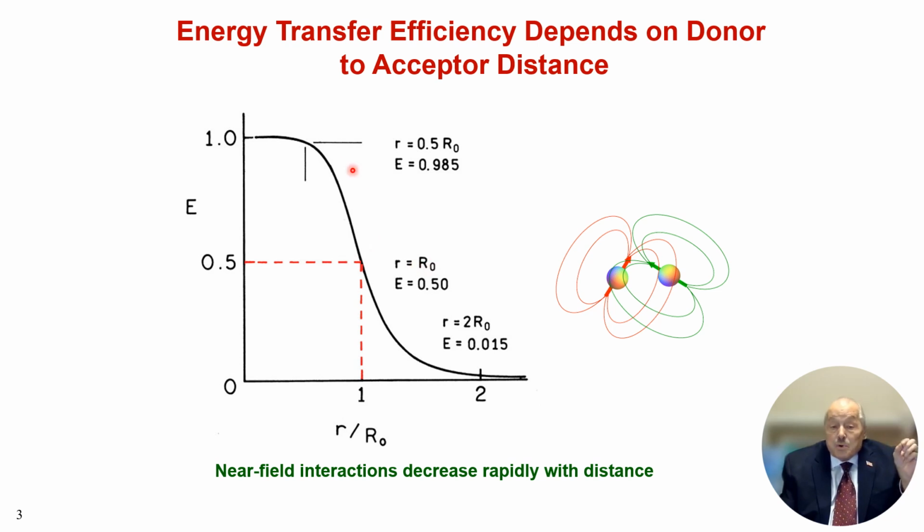If you get a little bit shorter than that, just going to half of the Förster distance, you're already up to 98% efficiency. Or if you go out to twice the Förster distance, you're all the way down to 0.015 in terms of efficiency, 1.5%, as compared to 50% efficiency at R0. So it's a very steep interaction. It can give you information about distances in this distance range, but if you're outside of this distance range, it's very difficult to use the FRET data.